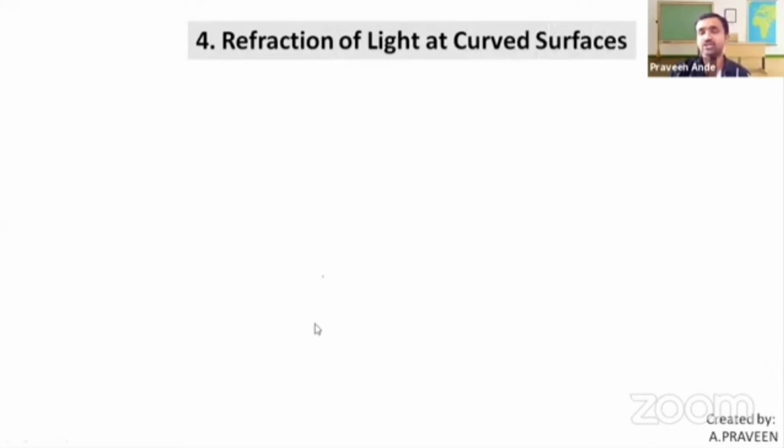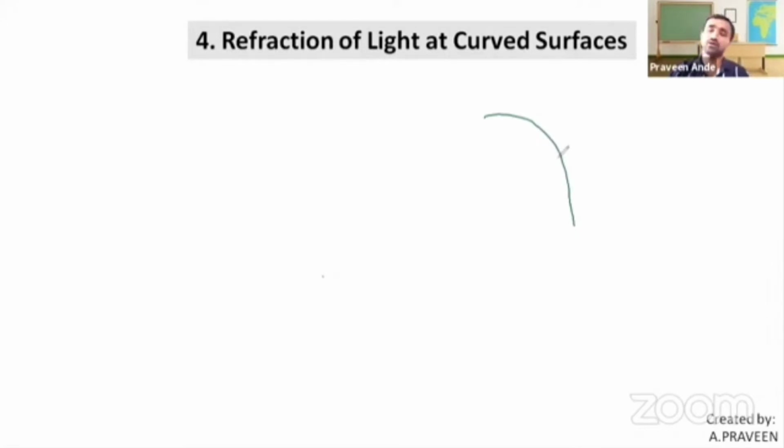The topic is refraction of light at curved surfaces. So what is the meaning of this lesson first? Curved surfaces means, as you already know, not straight. It may be curved, regular or irregular, both are there. In that we are targeting especially these surfaces.